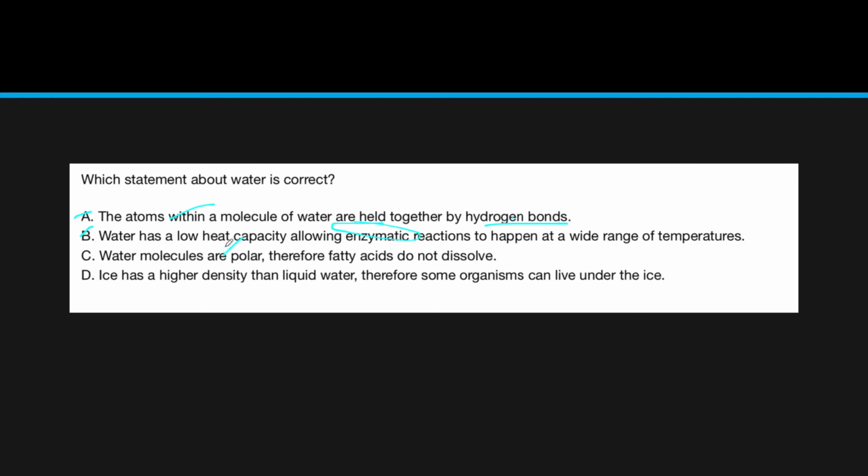Water molecules are polar, that's correct. Therefore, fatty acids do not dissolve. Well, that's true, because fatty acids are nonpolar, while water is polar, and basically like dissolves like. So polar molecules dissolve polar molecules. So basically you're going to need those charges in order to dissolve. And if you try to mix water and oil, the densities do play a factor, but basically those oils are going to want to stay away from water at all costs. If you think back to the phospholipids, that's what we saw with the hydrophobic tails. And then ice has a higher density. We already know it has a lower density, so D is correct, and that leaves us with C.